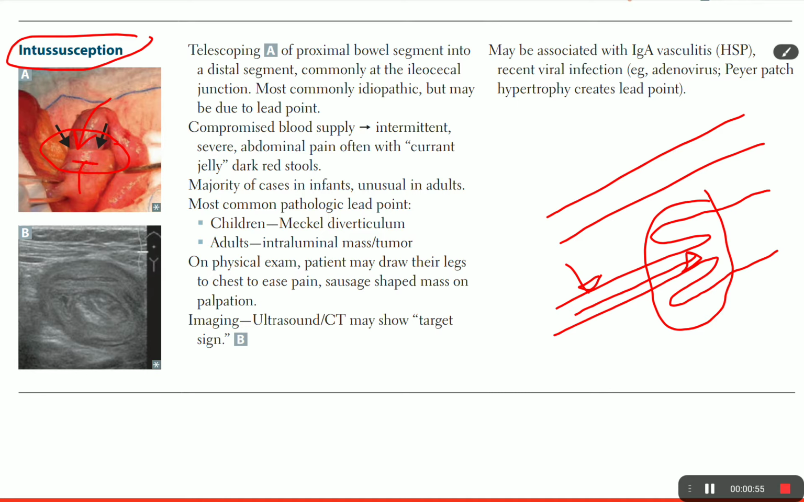You see? So this we call telescoping of a proximal bowel segment into the distal segment, commonly at the ileocecal junction. Most commonly idiopathic, but may be due to a lead point.